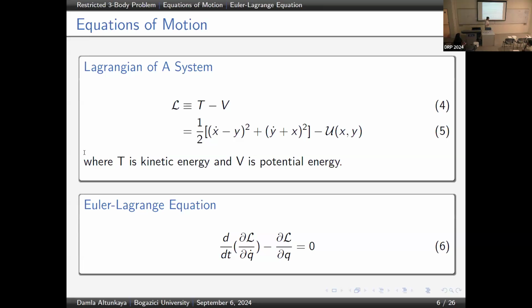Now we will define the Lagrangian of the system. We will study Lagrangian mechanics rather than Newtonian mechanics. The Lagrangian is defined as follows. You can see here the kinetic term minus the potential term. In our system, it is equal to equation 5. And we're going to define the Euler-Lagrange equation and plug the Lagrangian into this equation so that you can get the equations of motion.